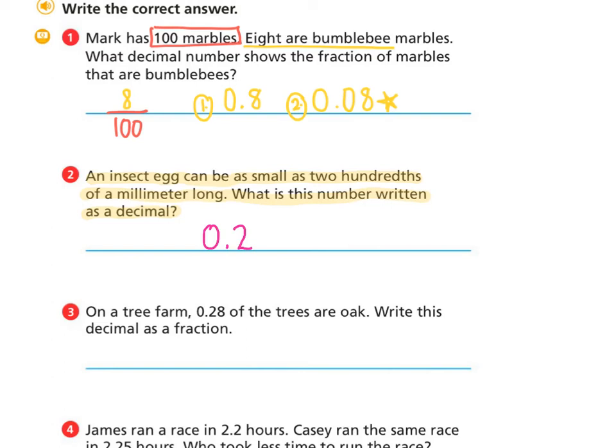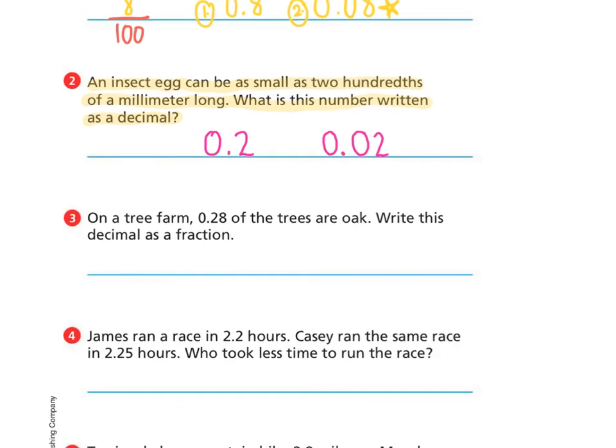Wait, no. What would I do? Can you tell me what to write? You would put another 0 behind the... in the tenths place, and then put the 2. Yeah. All right, good.